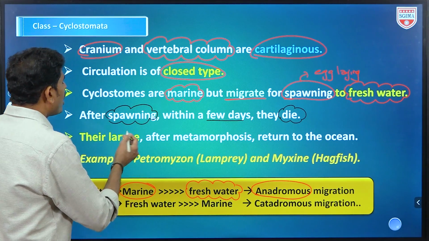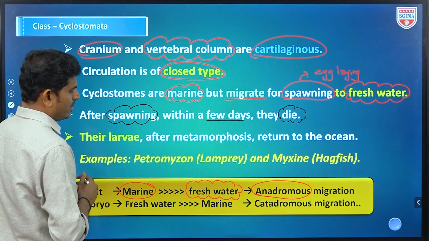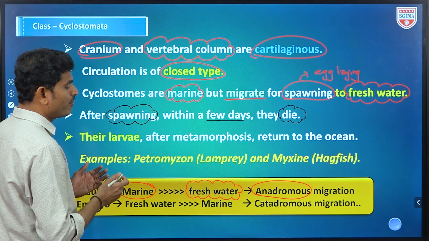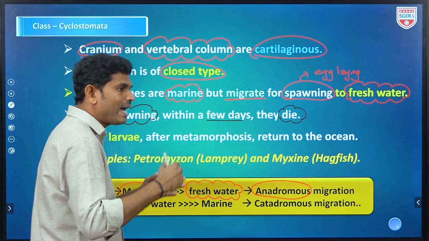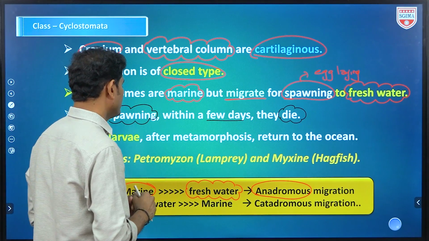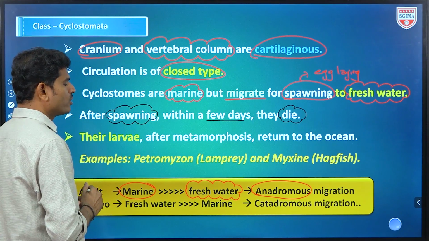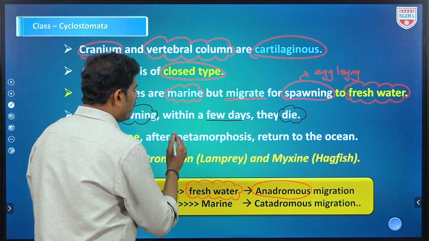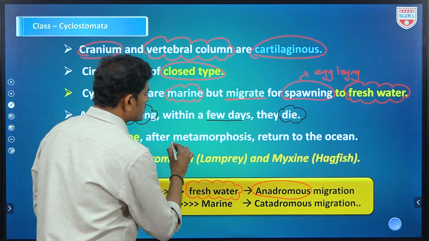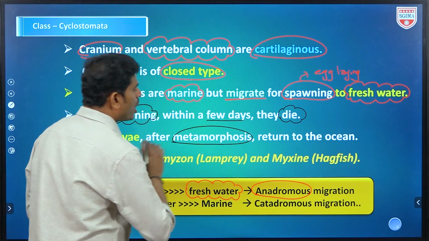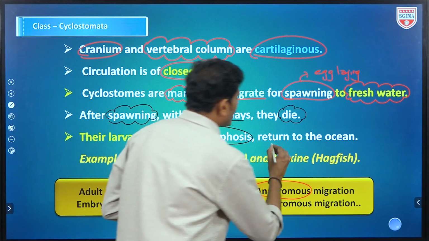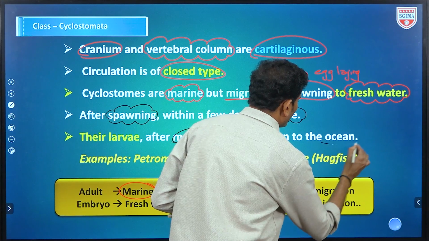Okay, then after that comes the larval form, indirect development. The eggs will hatch out with the help of sunlight and larval forms will be released. These larvae undergo metamorphosis. After metamorphosis they are going to return to the oceans.